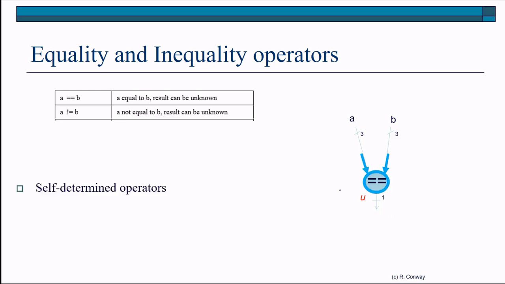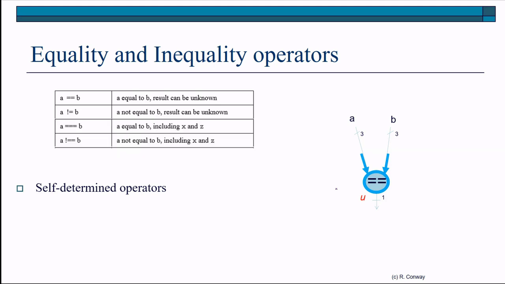The equality and inequality operators are self-determined operators. This means that the size of the operands are only determined by each other and not anything else. This makes sense as the result is just a single bit. In the case of one operand being shorter than the other, the same rule applies as that used for the relational operators. There are two additional operators in this group.